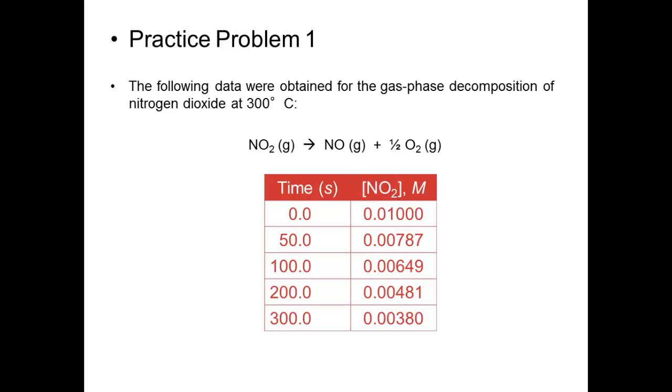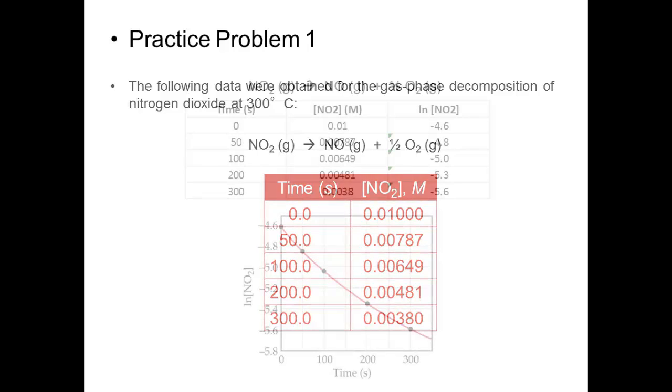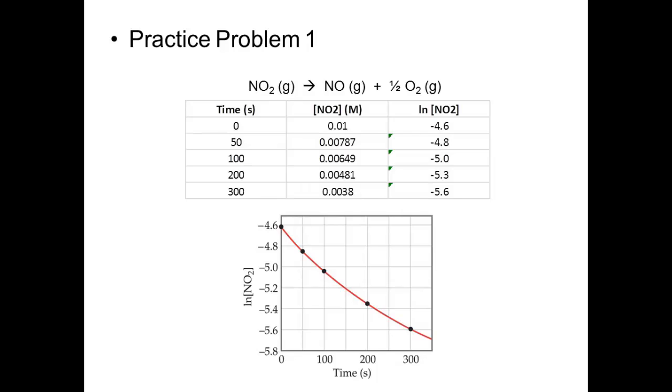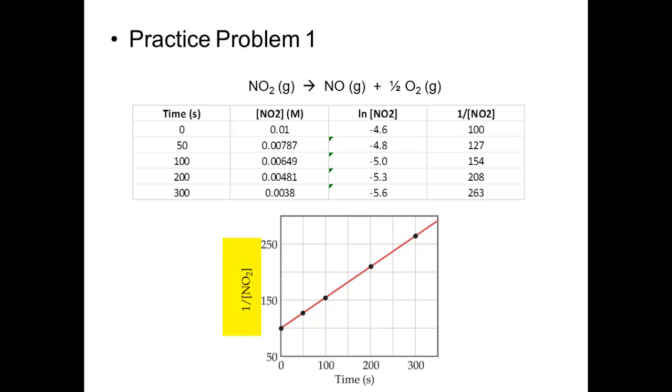To do that, we're going to have to take the natural log of the concentration first. If we plot the natural log of the concentration versus time, we are looking for a straight line. In this case, we do not get one. That simply means this is not a first order process. We have nothing left to do except to graph 1 over the concentration versus time. And what we have is a positive slope which identifies this as a second-order kinetic reaction.